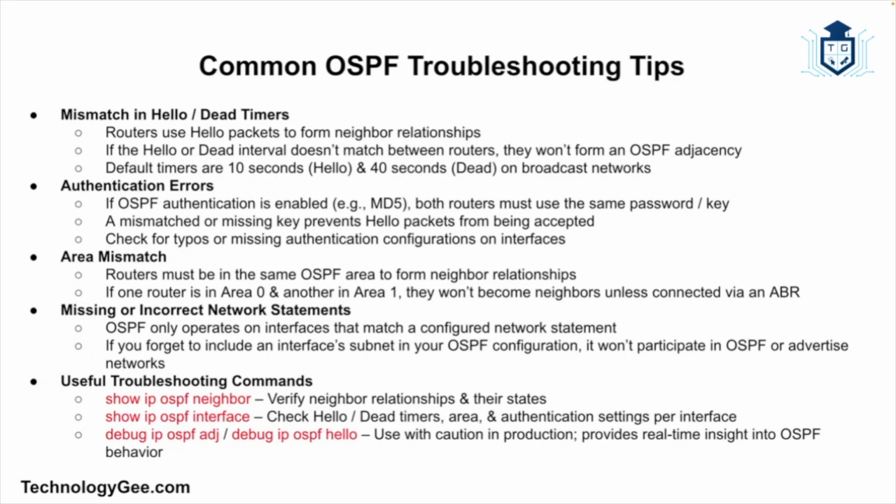All right, next, let's talk about some common OSPF troubleshooting tips. So if things aren't working, here's what you can check. You can check for mismatches in hello and dead timers, because this will essentially prevent routers from forming neighbors. You can check for authentication errors like MD5 password mismatches or no hello packets. You can check for area mismatches, because routers must be in the same area to form an adjacency. And you can also check to see if there's no network statement, because if you forget to enable OSPF on the interface, it won't advertise it. Then you can run these commands right here, like show ip ospf neighbor or show ip ospf interface, and debug ip ospf in order to help you diagnose any problems.